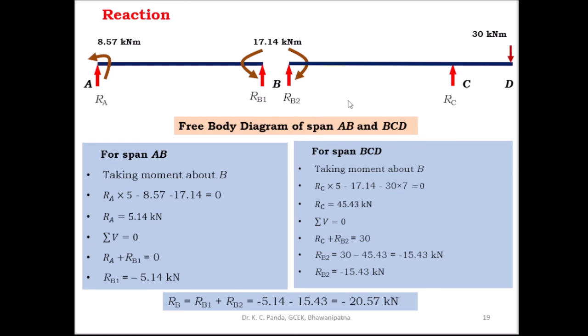First taking the moment about B: RC into 5 is anti-clockwise, and the given moment is clockwise minus 17.14, and due to the load, clockwise minus 30 into 7. So RC is equal to 45.43 kilonewton. Then take the summation of vertical force equal to 0. RC plus RB2 is equal to 30, where RC is the upward force and the load is the downward force. Then RB2 is equal to 30 minus 45.43, that is equal to minus 15.43 kilonewton.